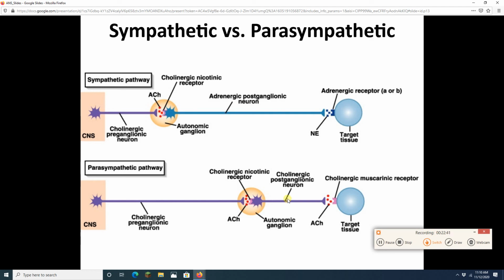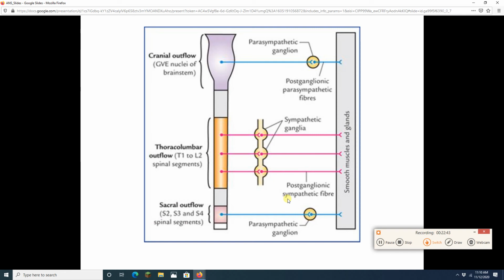And if we take a look, we can see it again. So coming out of our brainstem, first neuron takes a while to get to a parasympathetic ganglion. Then the second neuron goes a shorter distance to get to the target tissue. Down here, sacral, S2 to S4, first neuron takes a long way to get to the ganglions. Ganglion's far from the CNS, second neuron is short. Now, the sympathetic ganglia are closer to the spinal cord, meaning the first neuron is short and the second neuron is long.